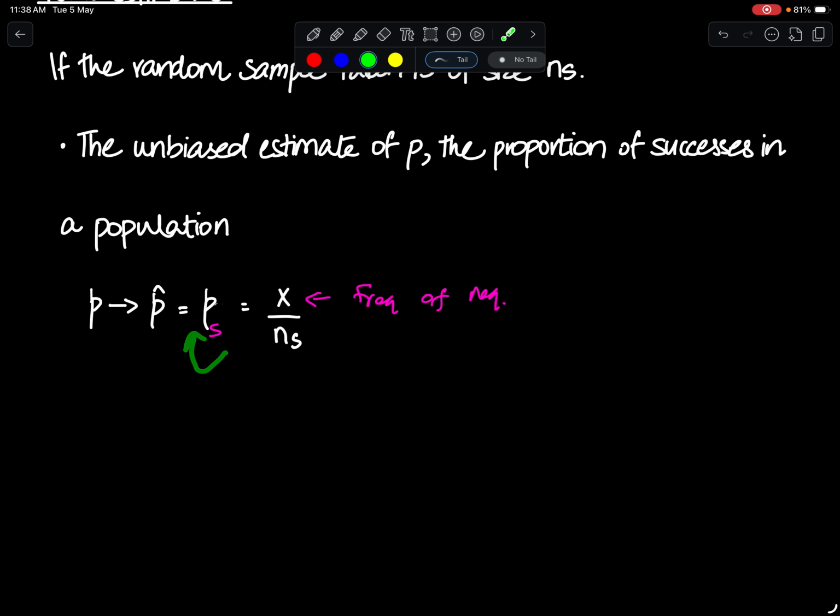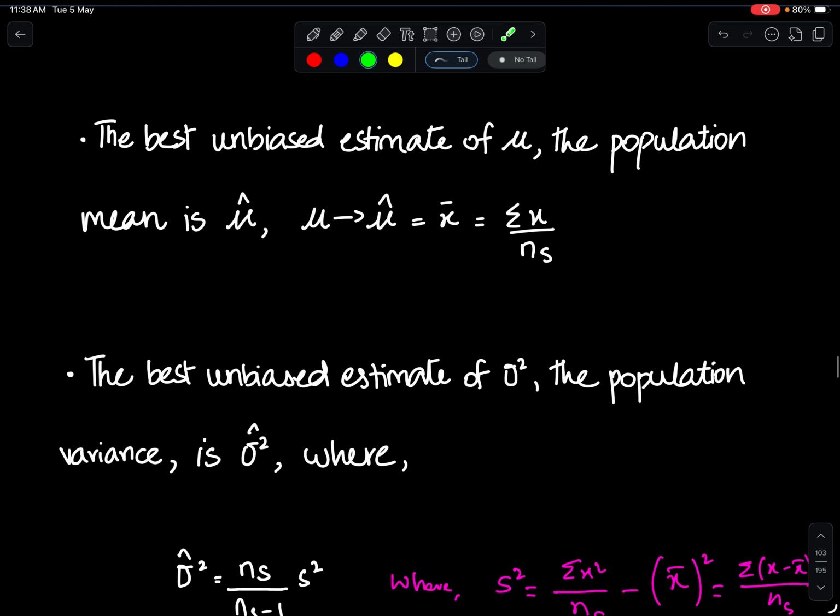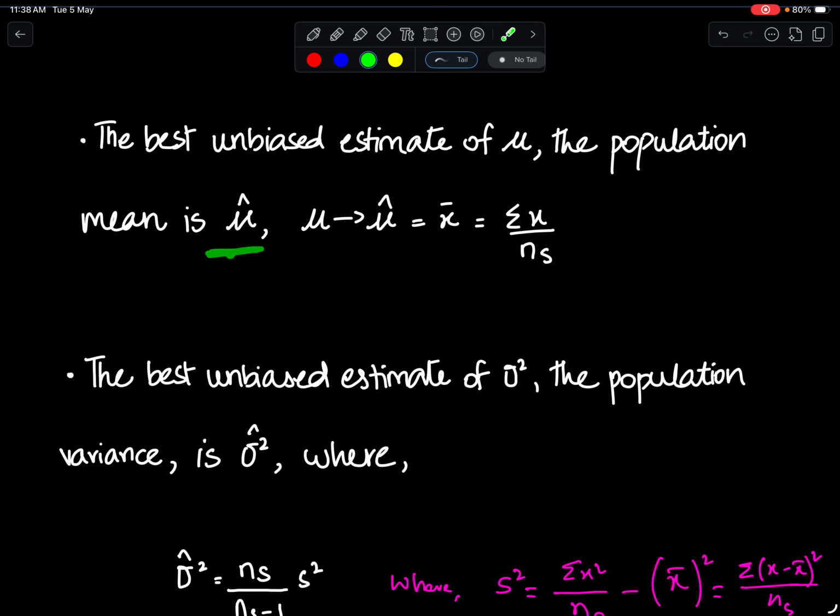Ps, the sample proportion, has the formula x upon n_s: the frequency of the required outcome divided by sample size. This is the first formula of unbiased estimate. The second formula is the unbiased estimate of population mean, the sample mean x bar, sigma x over n_s. If mu is unknown, we get mu cap with the help of the sample mean.